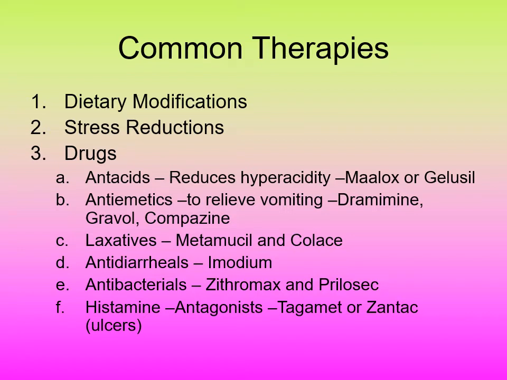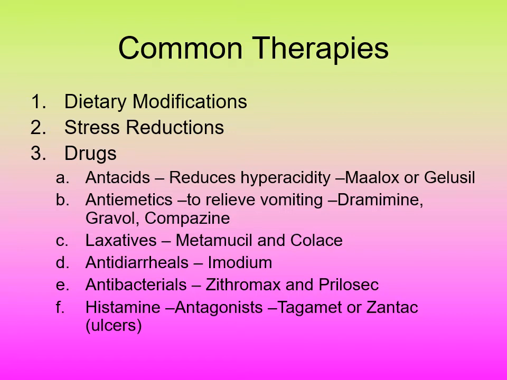Drugs for treatment of GI disorders. There are antacids that reduce hyperacidity, like Maalox and Gelusil, antiemetics to relieve vomiting, Dramamine, Gravol, Compazine, laxatives like Metamucil, Colace, antidiarrheals like Imodium, antibacterials, Zithromax and Prilosec, and histamine antagonists, Tagamet or Zantac, and there are others. These are just a few.